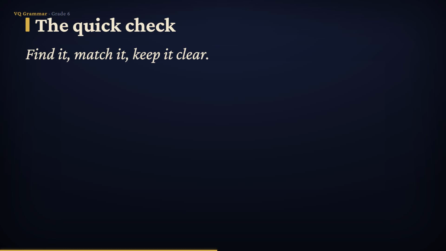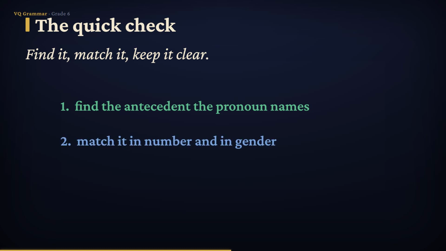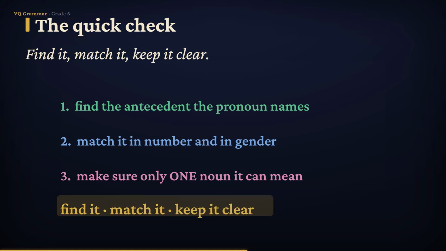Let's turn all of this into a quick 3-step check you can run on any pronoun. Step 1. Find the antecedent, the noun that the pronoun is naming. Step 2. Match it in number and in gender, singular or plural, he, she, or it. Step 3. Make sure there's only one noun the pronoun could possibly mean, so nobody is left guessing. Find it, match it, keep it clear.